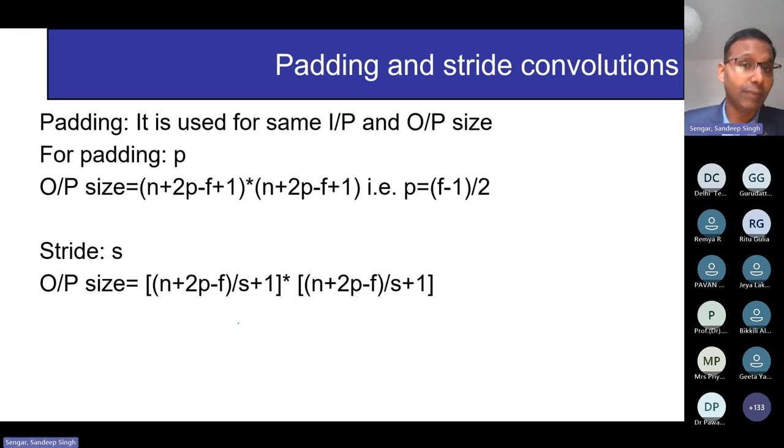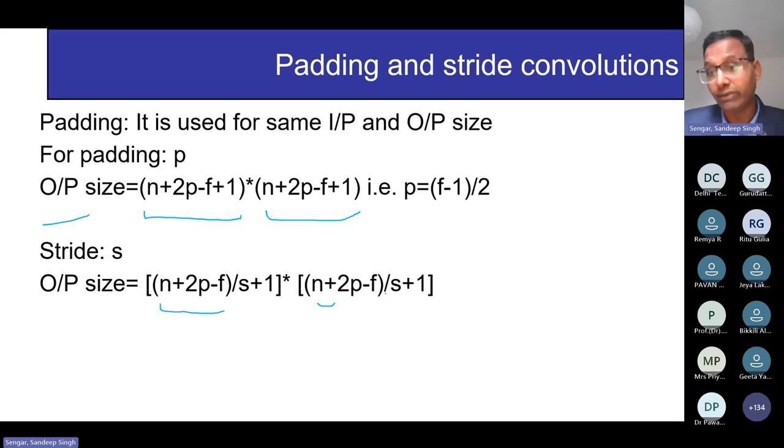For example, if we have a padding bit but stride is only one, then this is the case: (n plus 2p minus f plus 1) cross (n plus 2p minus f plus 1). If we have a stride also, then it is ((n plus 2p minus f) divided by s) plus 1. If the stride is equal to 1, then it will be similar to the previous one, right? If the stride is more than 1, then this formula will be applicable.